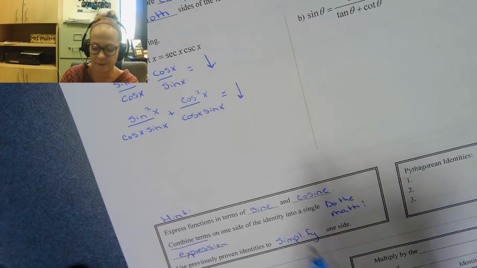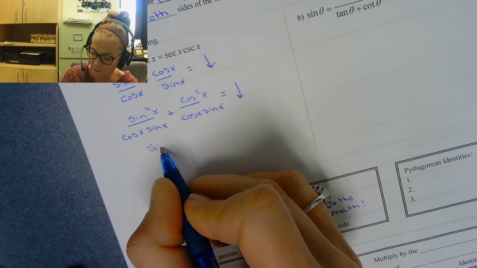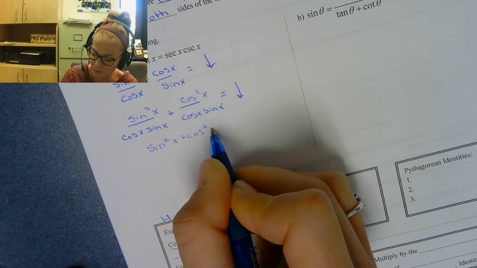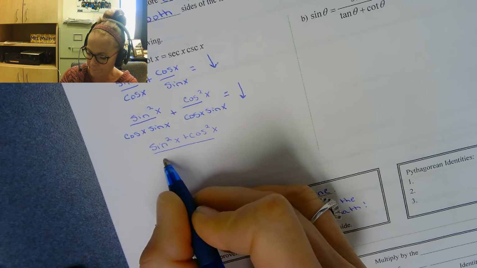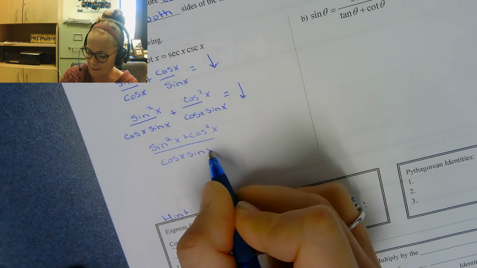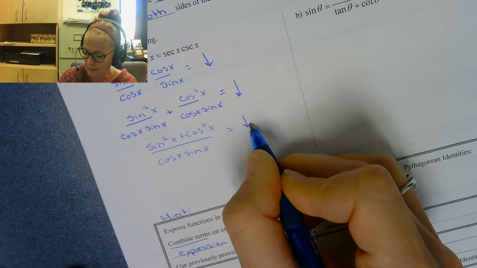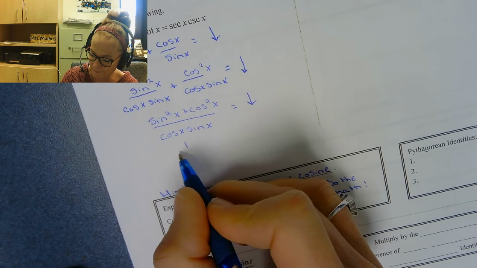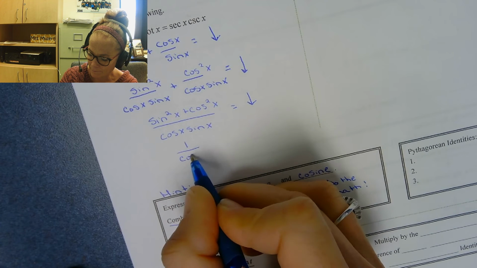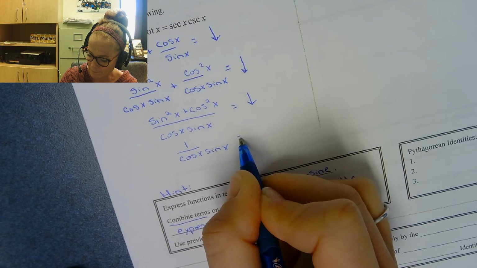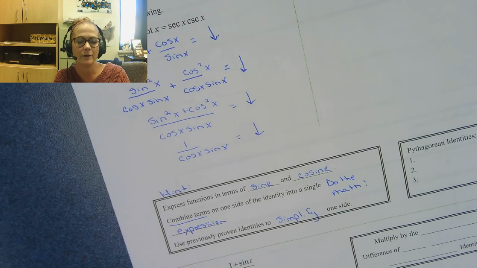Okay, so hopefully you can see we have an identity here. When you go to the trouble of getting an LCD, leave it alone. You start to see it proving. So this is a Pythagorean identity that is 1 over... Okay, that's 1 over cosine x sine of x.